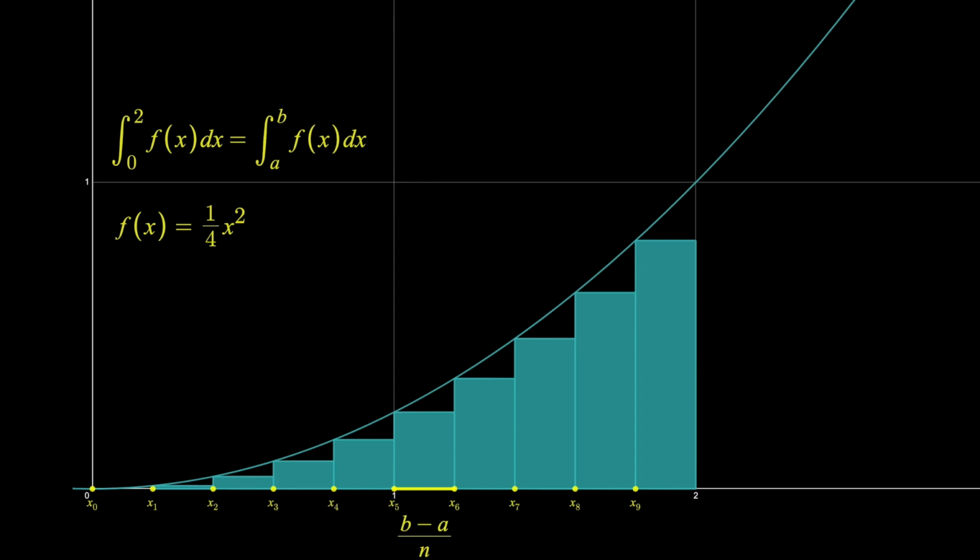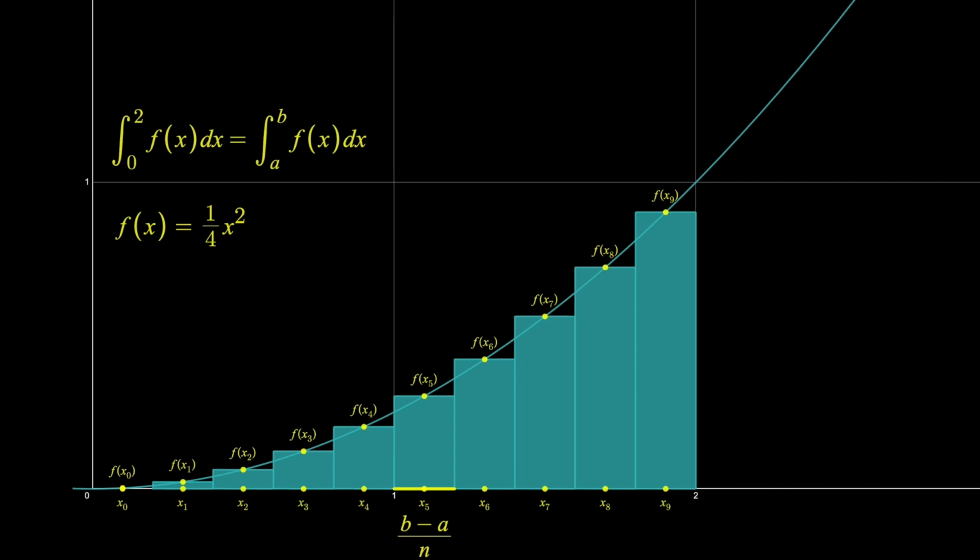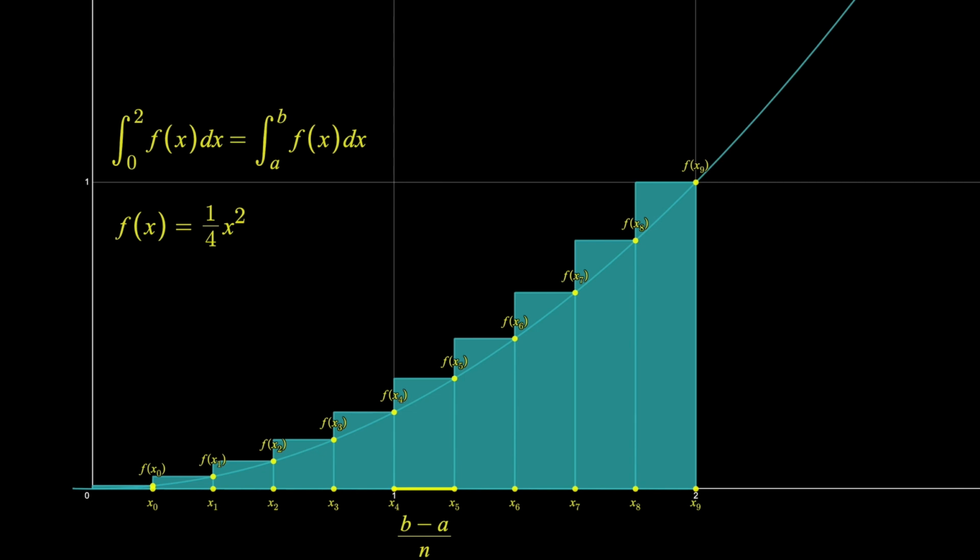Now to figure out the height of each of these corners, we're just going to pick n different x values and input them into our function. Now we get all of these heights, and of course we can still choose if we want to construct the left-hand top corner using these x values, or in the middle, or in the right-hand side of the rectangle.